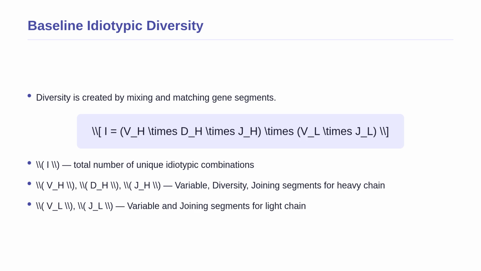The variables VH, DH, and JH represent the number of variable, diversity, and joining gene segments available for the heavy chain. Similarly, VL and JL represent the segments for the light chain. If any of these genetic variables increases, the total number of unique idiotypes I will increase exponentially, giving the immune system a vastly larger repertoire.